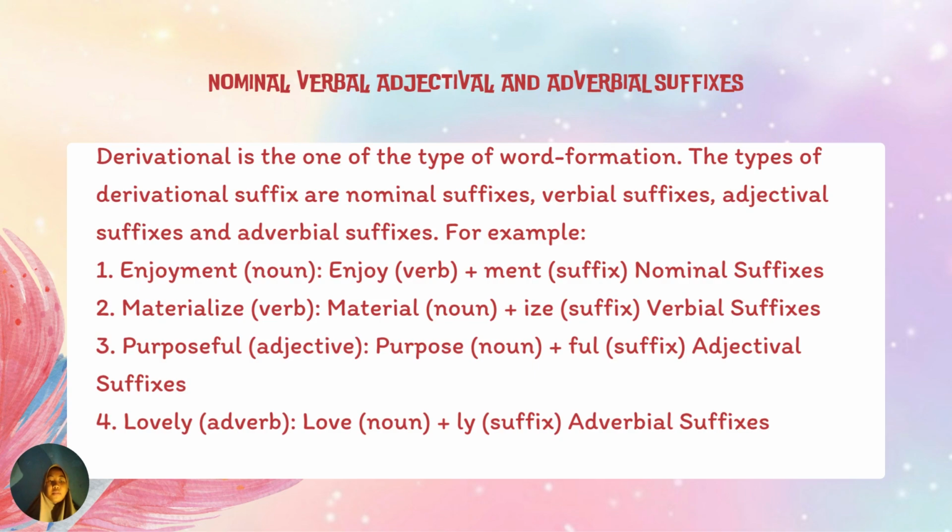Next, nominal, verbal, adjectival and adverbial suffix. Derivational is one of the types of word formation. The types of derivational suffix are nominal suffix, verbal suffix, adjectival suffix, and adverbial suffix. For example, enjoyment, noun; enjoy, verb; ment, suffix, nominal suffix. Materialist, verb; material, noun; ize is a suffix, verbal suffix. Purposeful, adjective; purpose, noun; ful, suffix, adjectival suffix. Lovely, adverb; love, noun; ly, suffix, adverbial suffix.